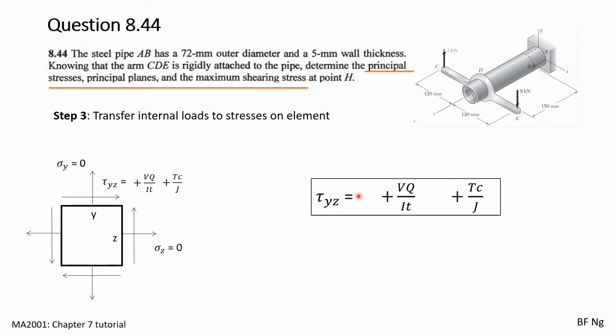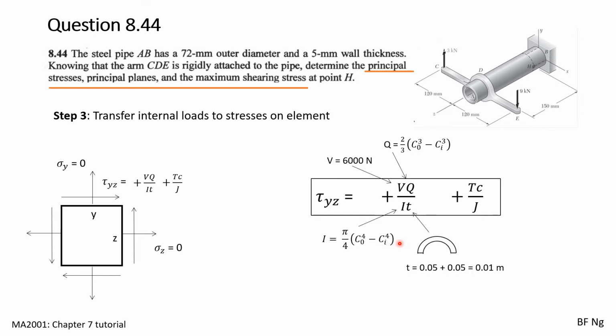We will now resolve the stresses on the element. And in fact, we only need to resolve for shear stress because the normal stresses are both 0. V here is 6000 newtons. Q here for the hollow section is this. I for the hollow section is this, which is the second moment of area. t is the thickness of where we cut. The thickness is this plus this, which is 0.01 meters.